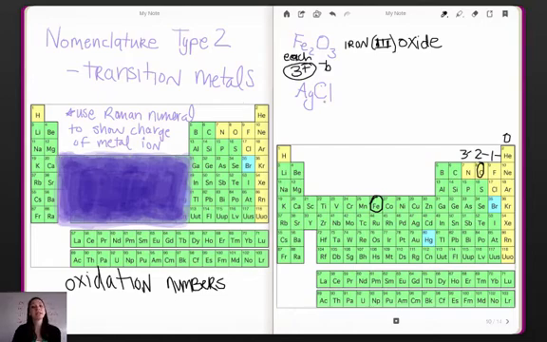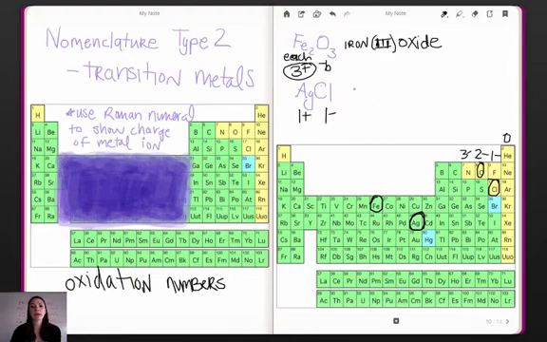Next one, AgCl. So Ag over here is going to be silver, also a transition metal. So I need to figure out what the charge is. How I'm going to do that is look at my nonmetal. My nonmetal's charge is group 7, so it's a 1 minus. There's only one of them, so its overall charge is 1 minus. So Ag has to be 1 plus.